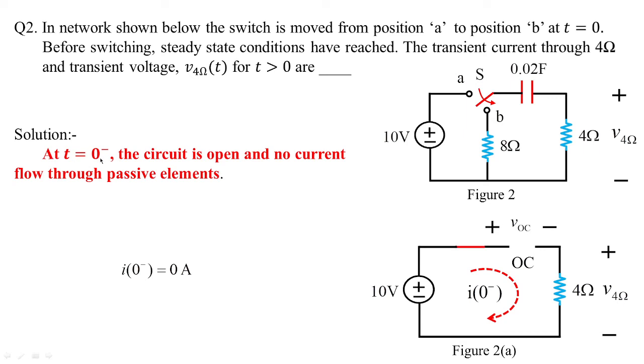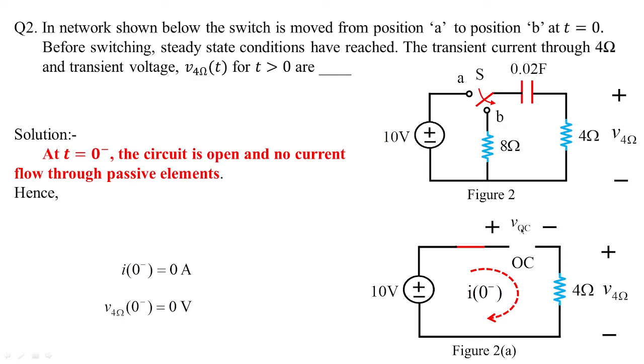So this is an important factor for the behavior of the capacitor. Since the capacitor has open circuited, there is no current in the passive elements. So hence, when current is not flowing through the circuit, naturally there is no voltage developed in 4 ohms. So that is why V4 of 0 minus is also 0 volts. Since it is an open circuit, no current will flow, and naturally no voltage will be developed across the resistance.